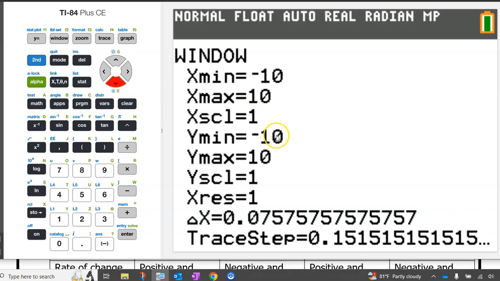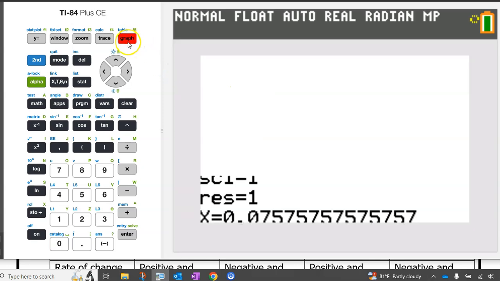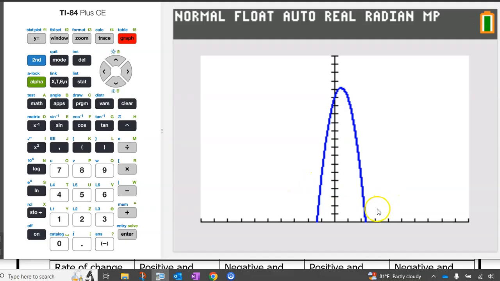The ground is at 0, so it's not going to go negative. So let's go ahead and let the y min be 0 while we let the y max be 20. And let's go ahead and hit graph and see what happens. Okay, so that's a pretty good picture.